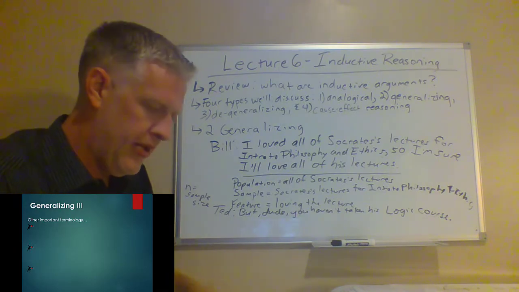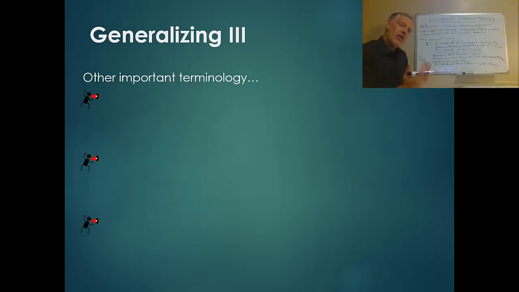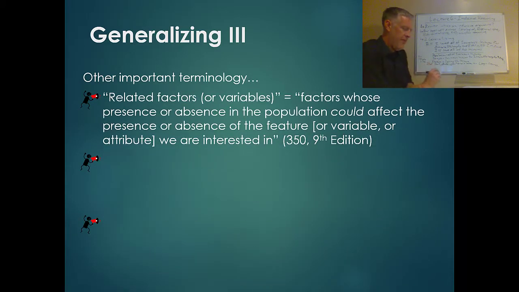Okay. So then turning to slide 11, I already sort of referenced some of these concepts in what I just pointed out with respect to Ted, but we have what are known as related factors or variables. So as they define those on page 350 of the ninth edition, the author suggests, quote, these are factors whose presence or absence in the population could affect the presence or absence of the feature, or variable or attribute of interest we're interested in, right? So whether or not this is included, that's going to affect whether or not you'll love it. That's the implication of what Ted's suggesting here, right?